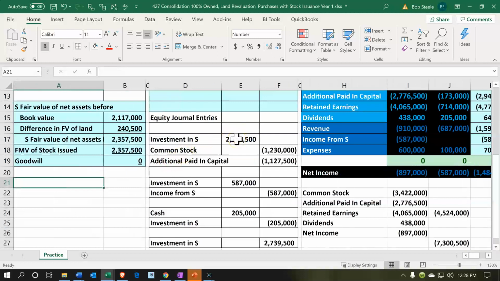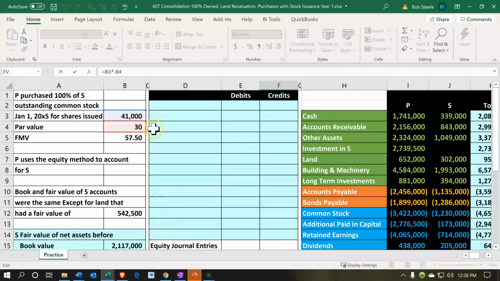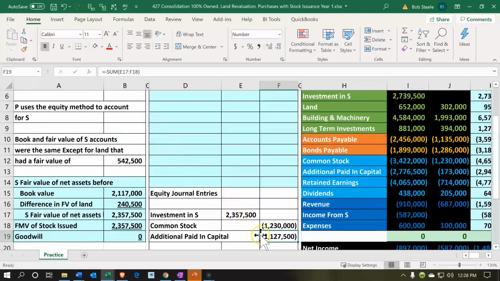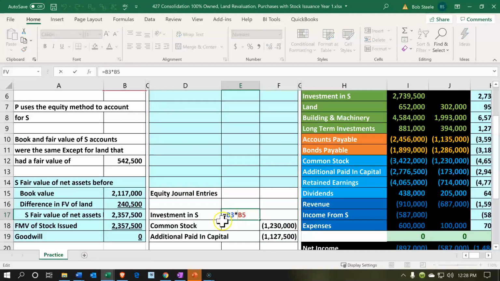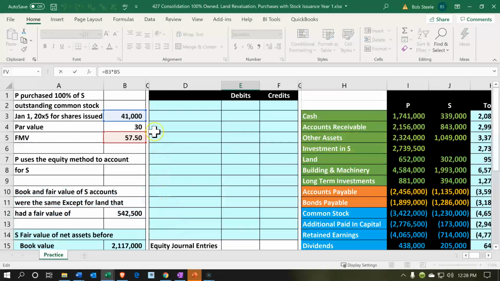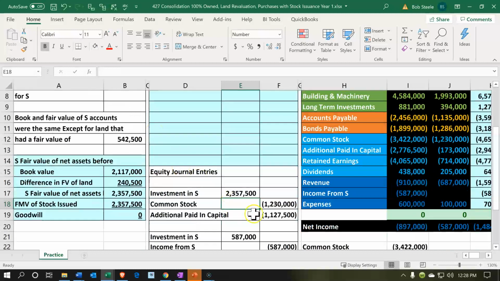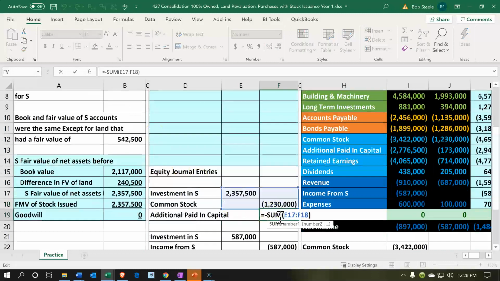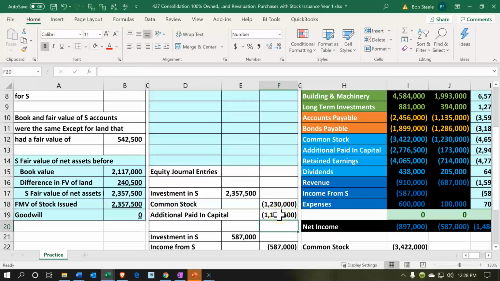We're going to say, well, P issued common stock, so the common stock would be the 41,000 times the 30 par, and then they have the additional paid in capital for the difference, because the amount that they included was 41,000 times the 57. That's the fair value, and therefore the difference is the additional paid in capital. So this would be kind of like they paid cash of, if you can imagine the credit being cash, of 2,357,500. Now they issued the stock for that, and the investment goes on the books.